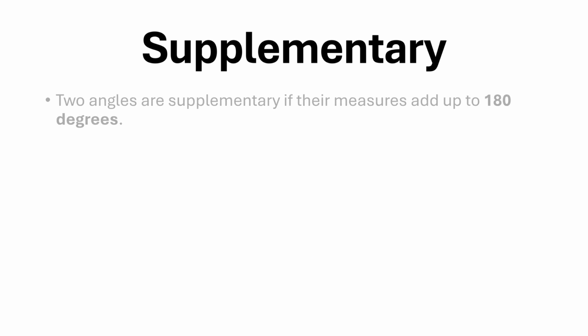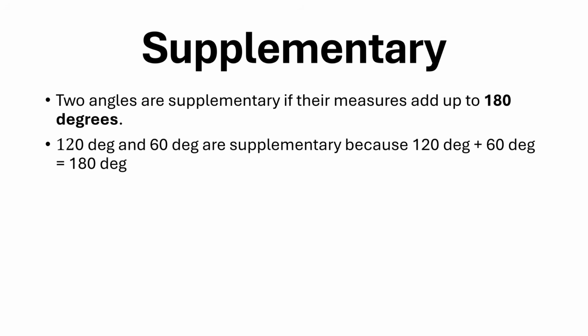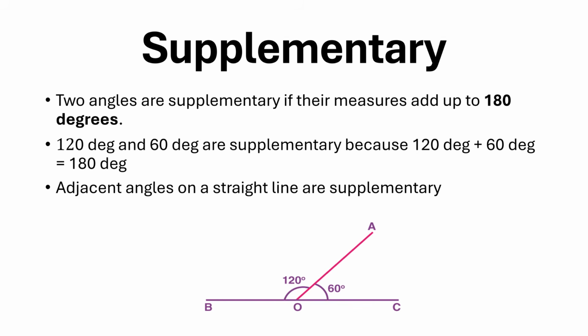Supplementary angles. Two angles are supplementary if their measures add up to 180 degrees. 120 degrees and 60 degrees are supplementary because 120 degrees plus 60 degrees equals 180 degrees. The adjacent angles on a straight line are supplementary.